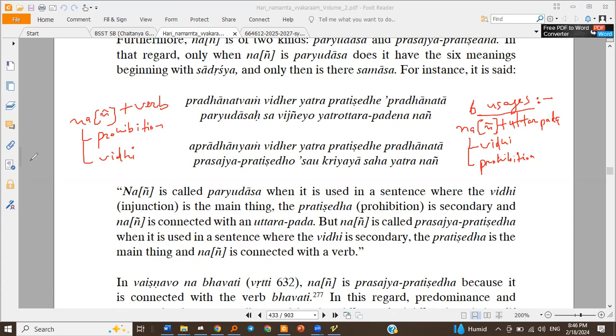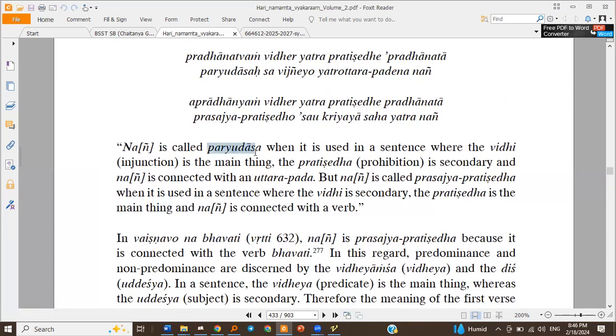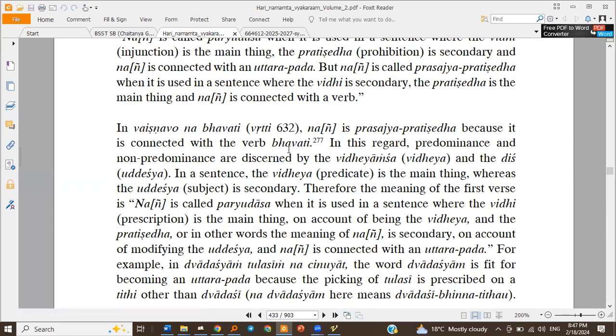So let's read ahead. Again, the translation of these verses. Na is called paryudasa when it is used in a sentence where the vidhi, injunction, is the main thing, the pratishedha is secondary, and na is connected with an uttarapada. But na is called prasajya pratishedha when it is used in a sentence where the vidhi is secondary, the pratishedha is the main thing, and na is connected with the verb. For example, in Vaishnavo na bhavati, na is prasajya pratishedha because it is connected with the verb bhavati.